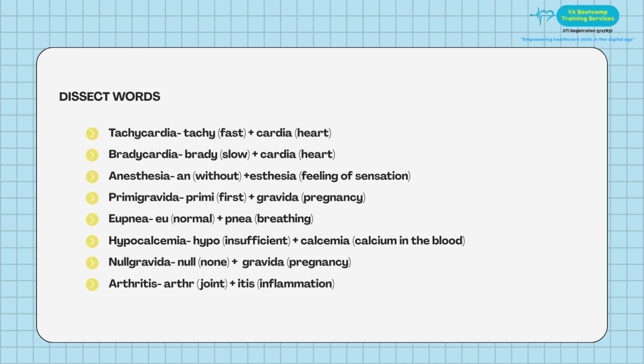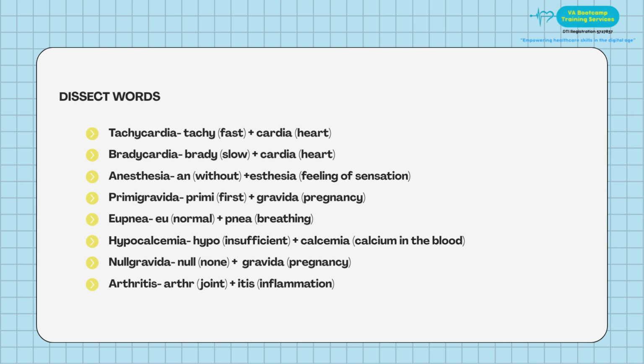Dissecting words, especially in medical terminology, helps break down complex terms into understandable parts. Most medical words consist of prefixes, root words, and suffixes, which provide clues about their meaning. Tachycardia comes from tachy, which means fast, plus cardia, which means heart. Bradycardia comes from brady, which means slow, plus cardia, which means heart. Anesthesia comes from an, which means without, plus aesthesia, which means feeling of sensation.